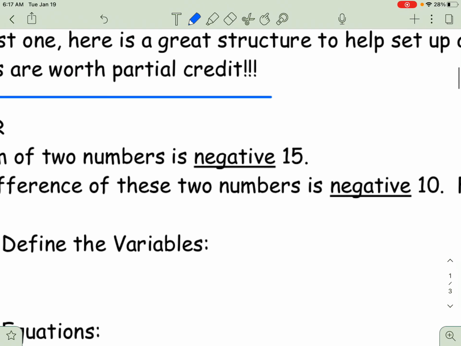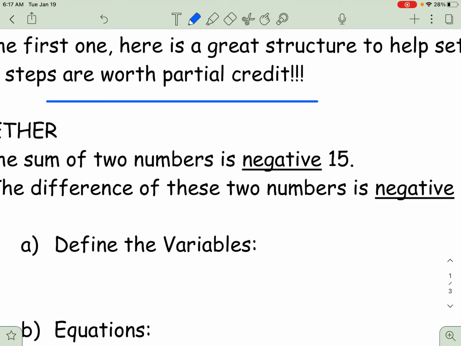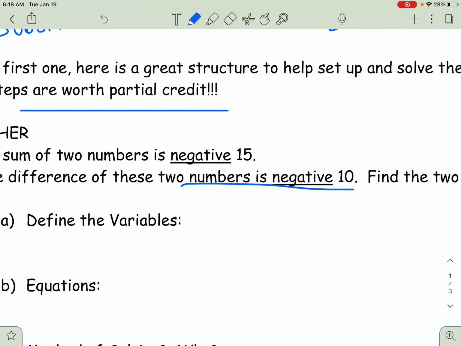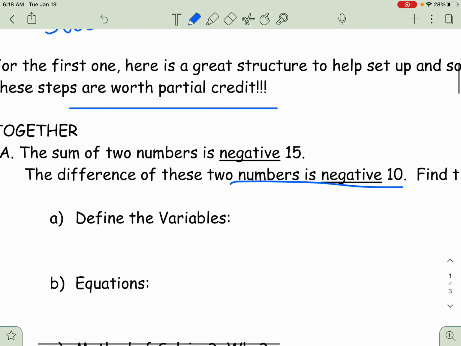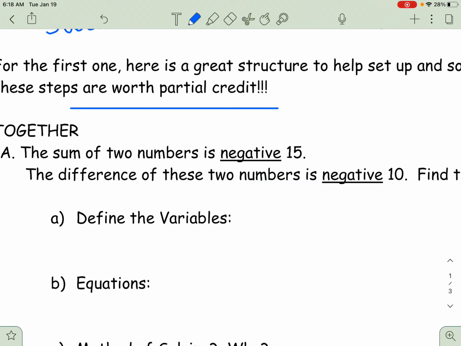All right, so in the first one, it says the sum of two numbers is negative 15, and the difference of those two numbers is negative 10. Find the two numbers. So that's the actual problem. That's the word problem here, what's read right here. The sum of two numbers is negative 15. The difference of these two numbers is negative 10. So we want to find what the two numbers are.